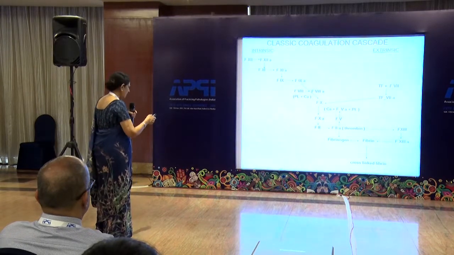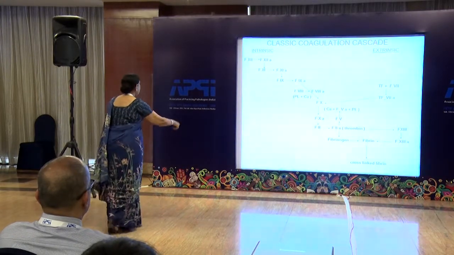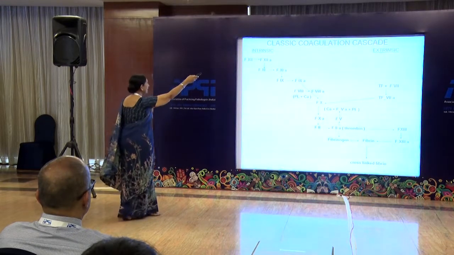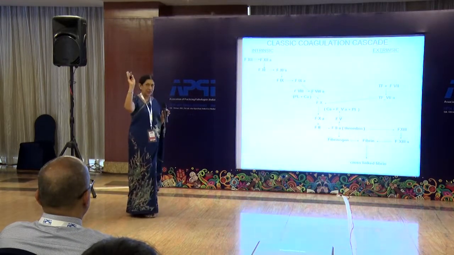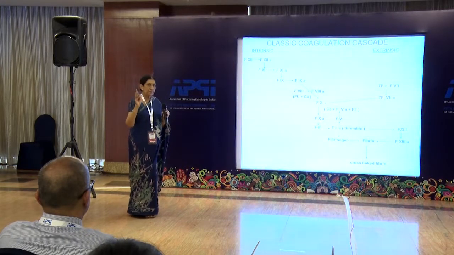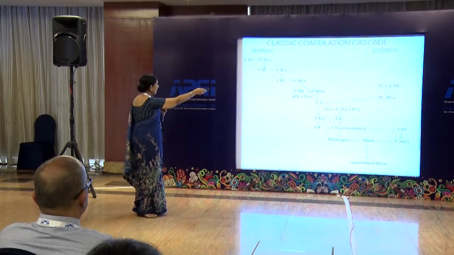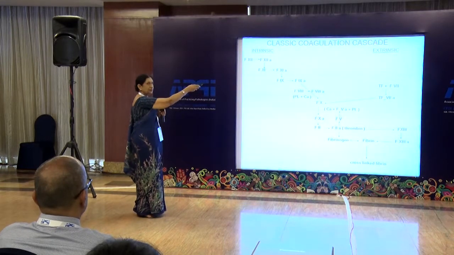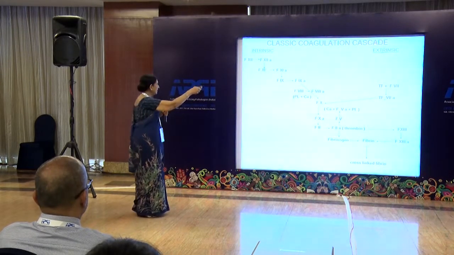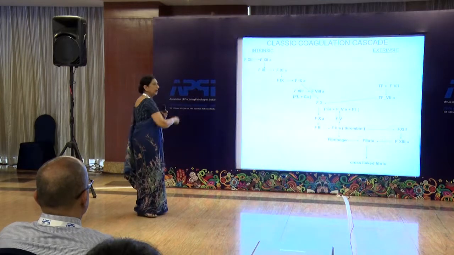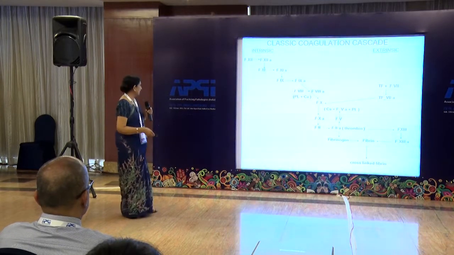I'm sure every one of you knows. I'm sorry, my pointer is not working. On the right side, as we have been taught, and we always remember, the extrinsic and the intrinsic system. Extrinsic starts with the tissue factor, factor 7 complex, activated and coming to the common pathway, factor 10.